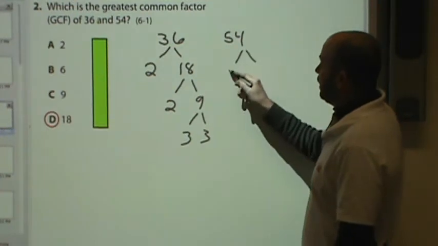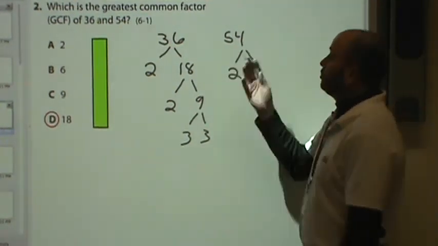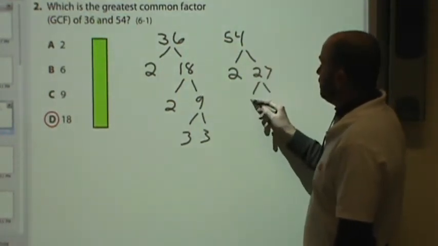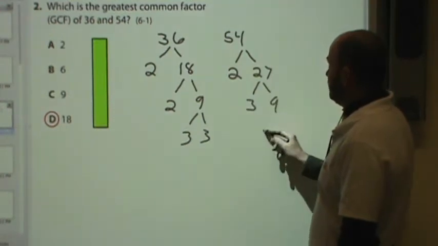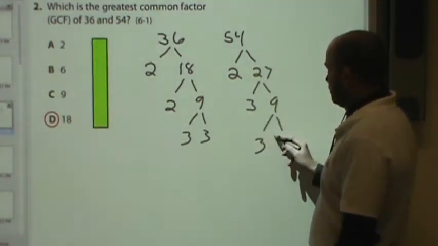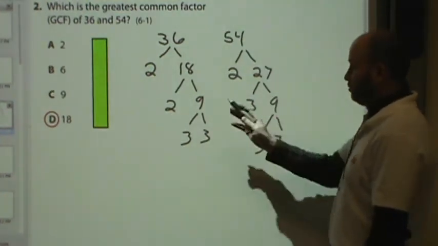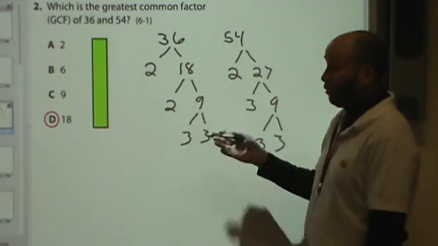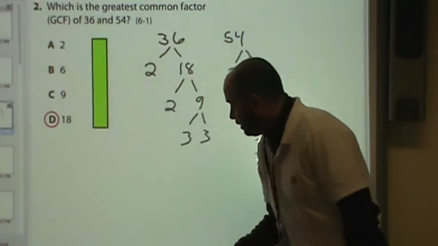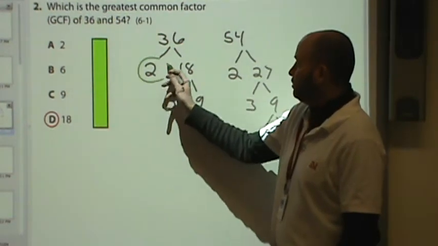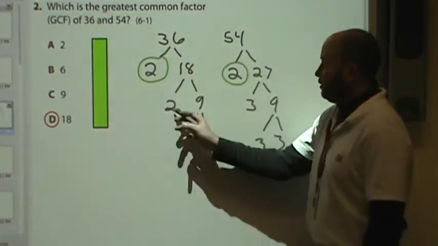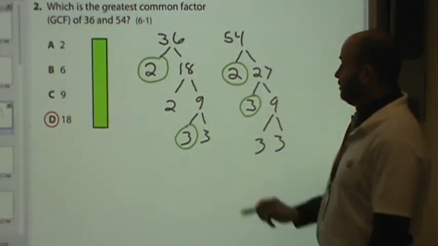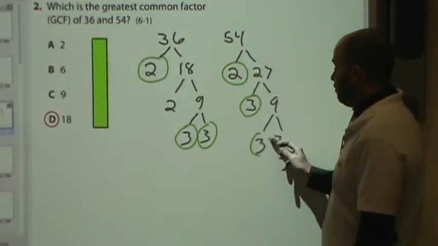Over here, you would have 2 times 27, and then 27 would be 3 times 9. 9 divided by 3 would be 3 times 3. So in this case, we match things up. We have 1, 2, 3, 4 and 1, 2, 3, 4. So we can just start matching. We have a 2 matched with a 2. The other 2 is matched with nothing else. A 3 matched with a 3, and a 3 matched with a 3.